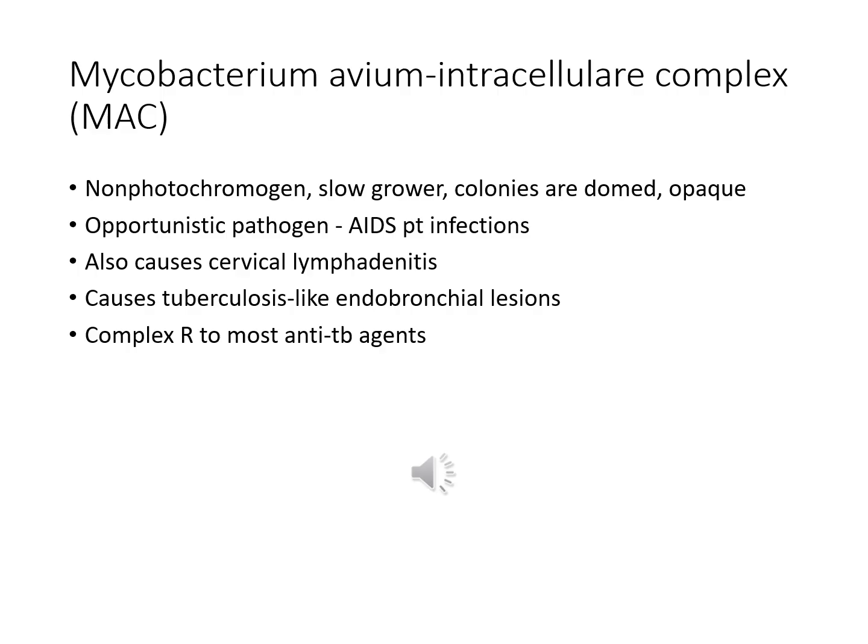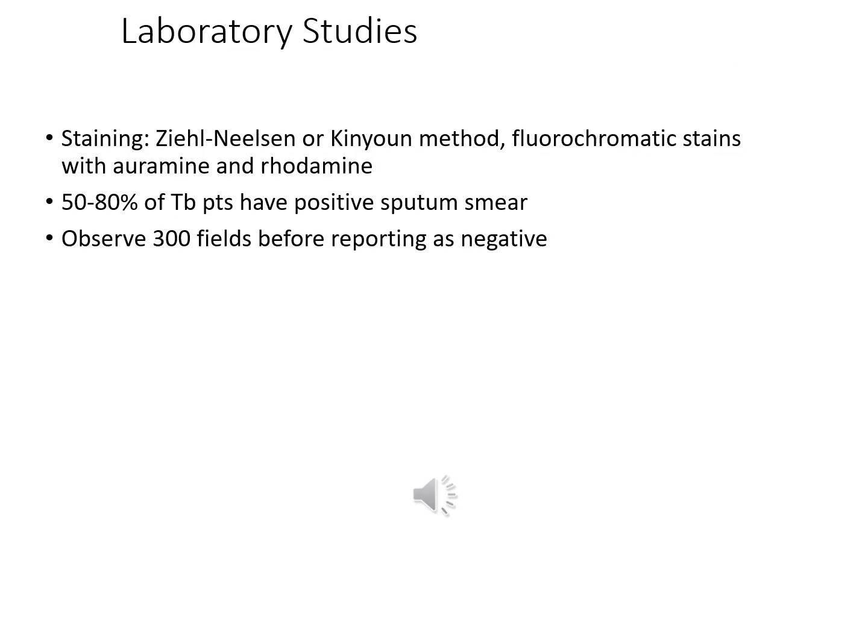This is considered an opportunistic pathogen that is seen in AIDS patients because of their immunodeficiency status. It also causes cervical lymphadenitis, so your lymph nodes, those types of things will be swollen. It can cause tuberculosis-like endobronchial lesions, and the complex is resistant to a lot of anti-tuberculosis agents.